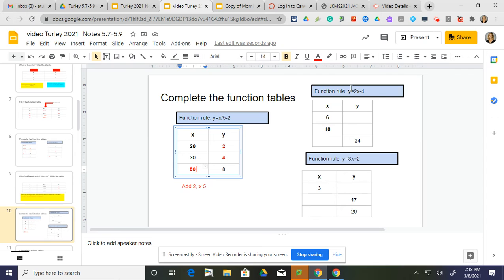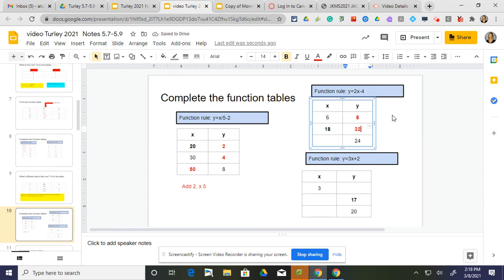Okay, over here, top right, we have y equals 2x minus 4. So if x is 6, we have 2 times 6, which is 12, and then 12 minus 4 would be 8. Okay, here, if x is 18, we have 2 times 18, which is 36, and then 36 minus 4, which would be 32.